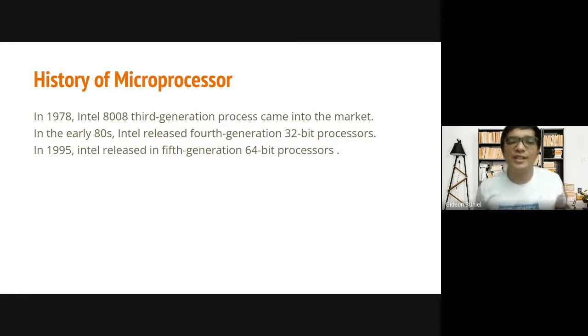In the early 80s, Intel released fourth generation 32-bit processors. That's why we have the 32-bit and the 64-bit. So it was in early 80s. In 1995, Intel released its fifth generation 64-bit processor. So the 32-bit and 64-bit in our laptops is actually the architecture itself. If we have 32-bit processors and 64-bit processors, there is actually a difference between these two.